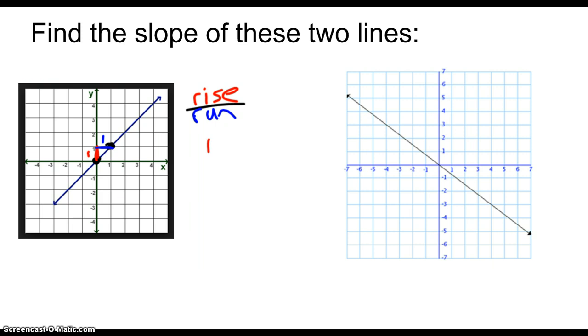Sorry, I keep switching colors here, just for visual purposes. Okay, and what is 1 divided by 1? Well, it's 1. So this line has a slope of 1, and it is positive. Okay, so if you have a line that rises from left to right, so remember, you always read from left to right, you're going to have a positive slope. All right.